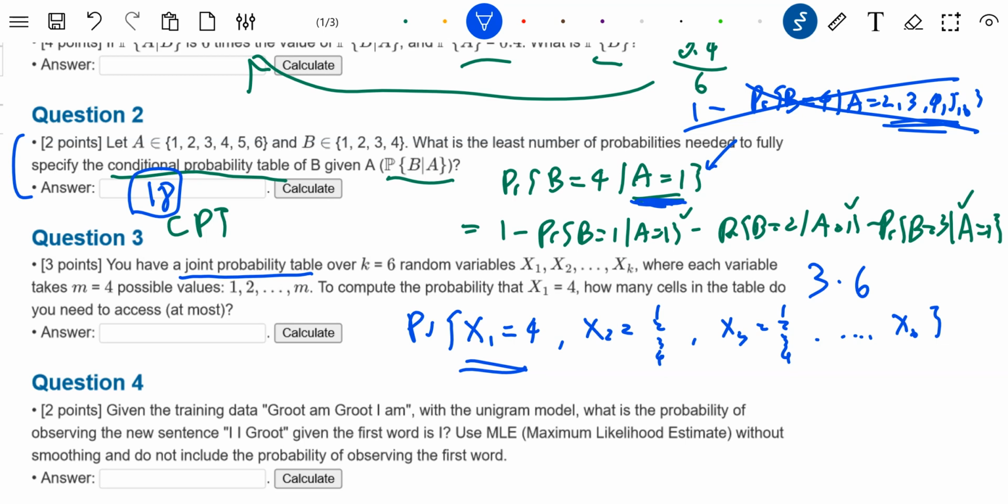So we need to compute how many of these. There are 4 of these, and there are 4 of these, and so on. So in total, there are 5 other variables other than x1. So it's 4 to the power 5.